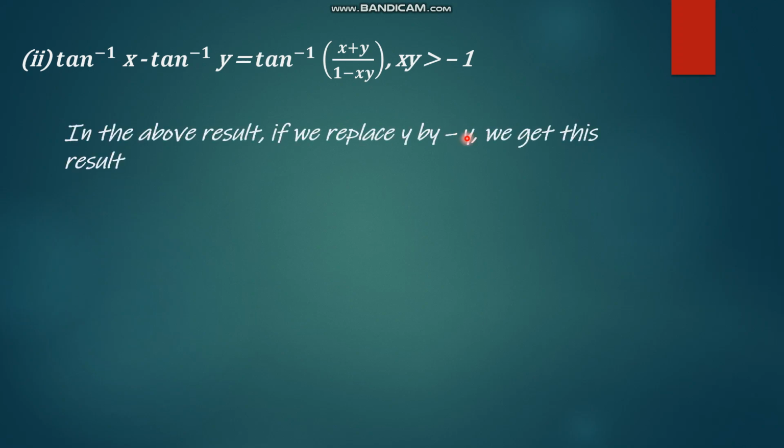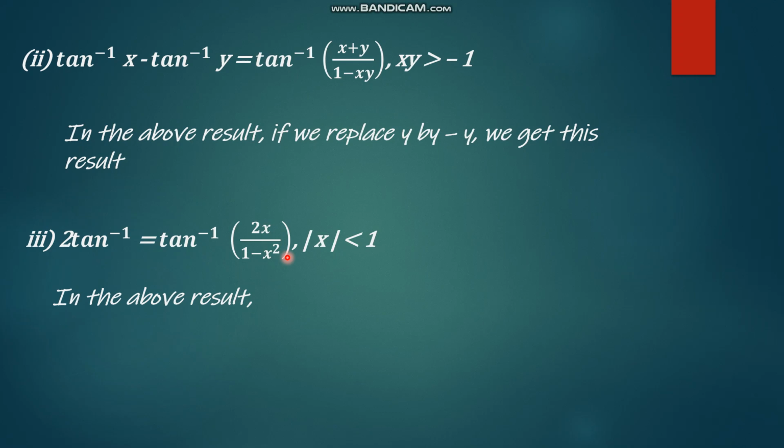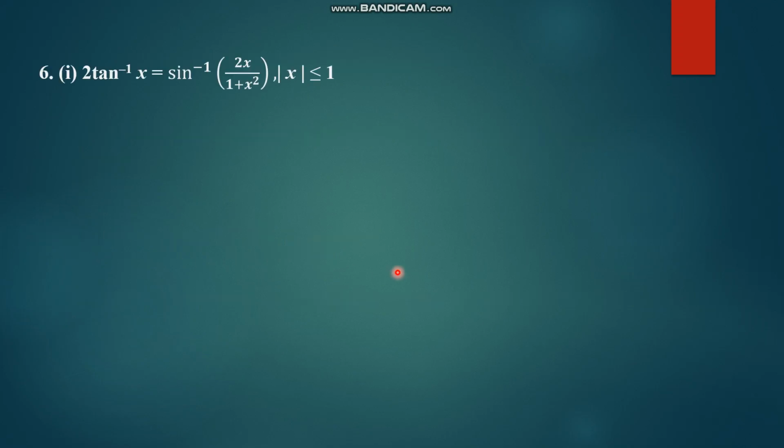This result can be obtained just by replacing y by minus y in the above result, that you can do easily. And the third one, 2 tan inverse x is equal to tan inverse of 2x by 1 minus x square. Here also we can replace y by x, and we get the answer. And for the last part of results, we have this.